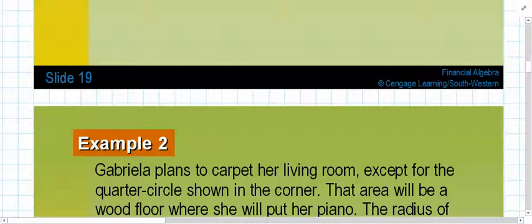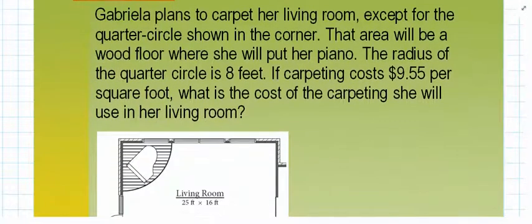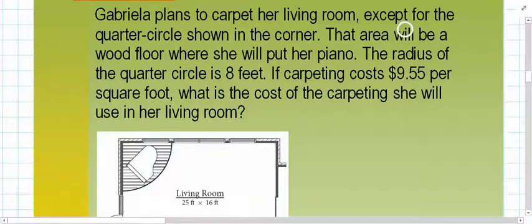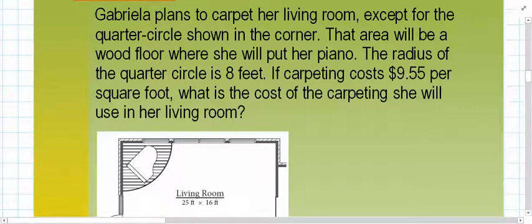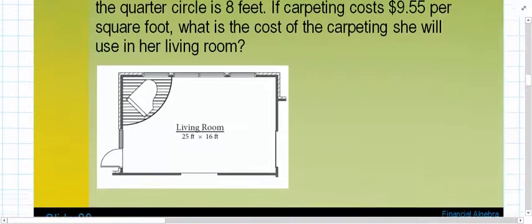Moving forward again. We're going to switch now from talking about measurements of linear dimension, straight line dimensions, and now discuss what it means to have a square area dimension. In this case, Gabriella plans to carpet her living room except for the 1/4 circle shown in the corner. That area will be a wood floor where she will put her piano. The radius of the 1/4 circle is 8 feet. If carpeting costs $9.55 per square foot, what is the cost of carpeting she will use in her living room?